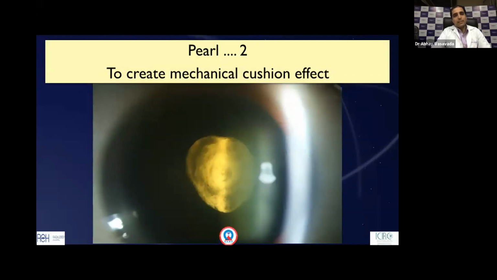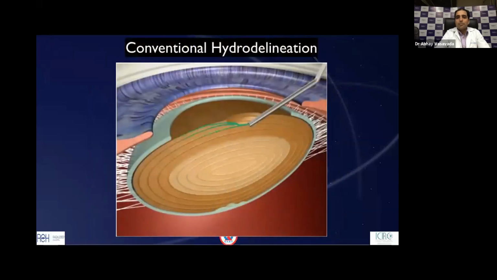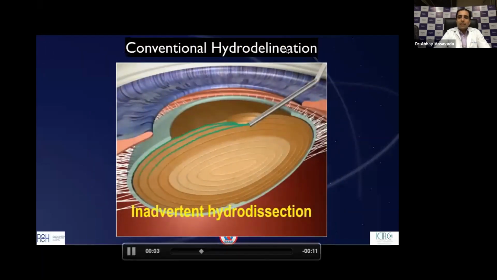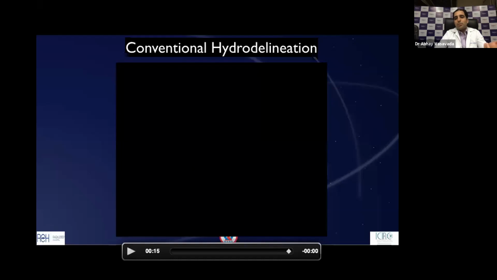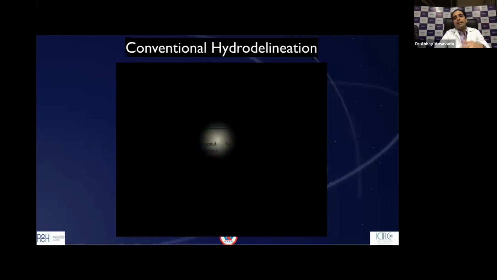The second important pearl is that we need to create multiple cushions so that when we are removing the lens material, there is very little mechanical movement that is required of the lens, and therefore less need for rotation of the lens and chances of that stress radiating to the posterior capsule. In conventional hydrodelineation, there are chances that inadvertently you may end up causing some subcapsular hydrodissection, however experienced you may be, and this often occurs in either extremely soft jelly-like polar cataracts or extremely dense ones, where it's very difficult to actually go inside the nuclear part.